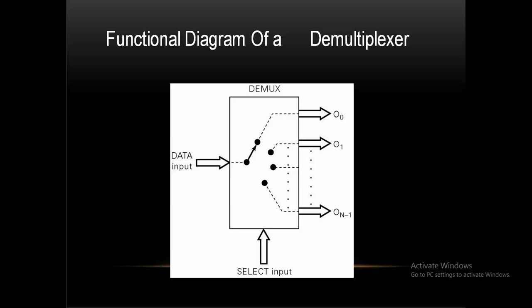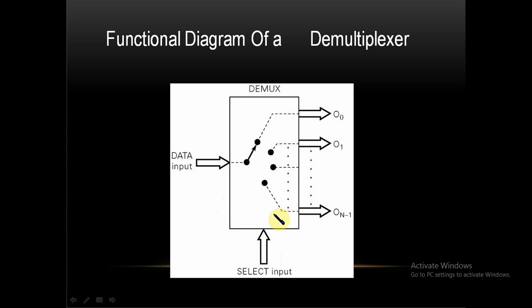And the demultiplexer, we have already seen the multiplexer. It is exactly the reverse of the mux, and it accepts a single input and distributes it on several outputs. On which output line the single input appears is decided by the select lines.